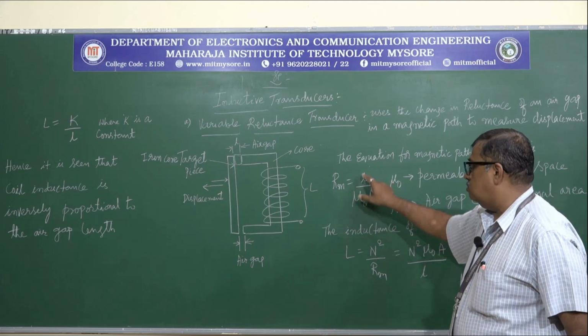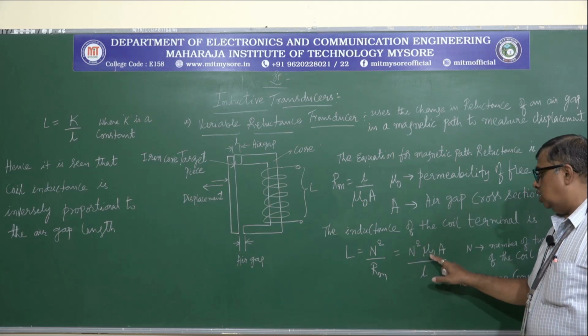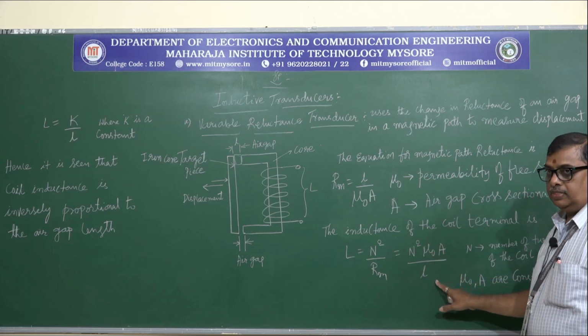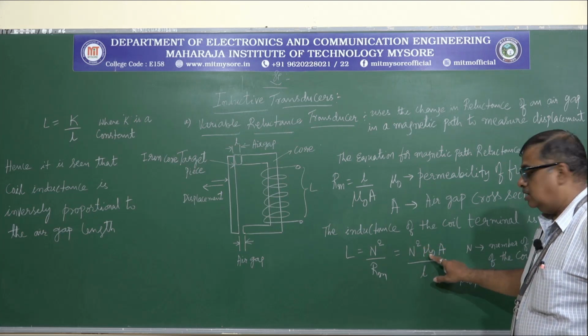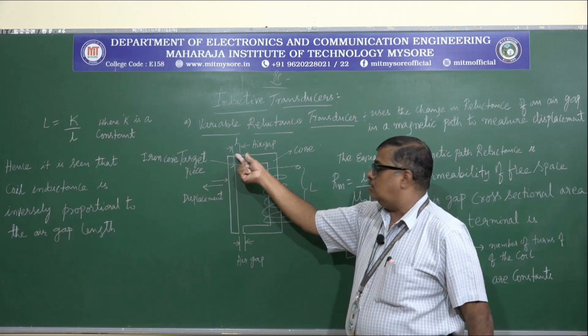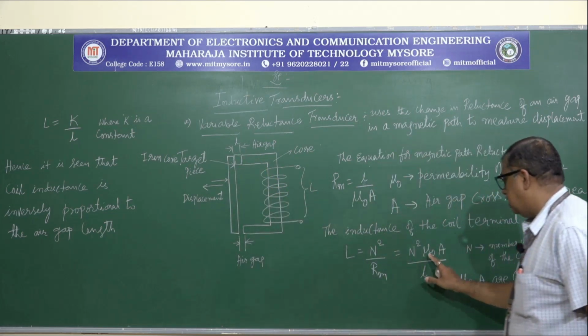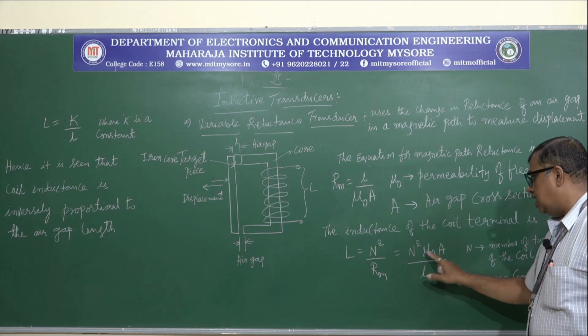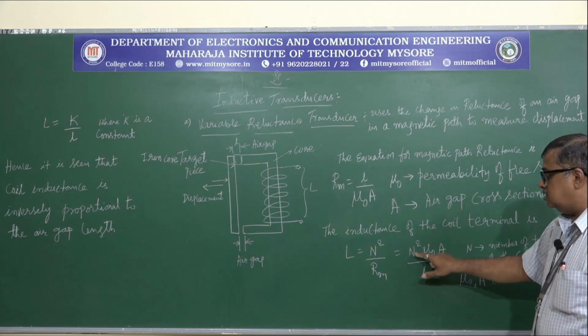I am going to substitute the value for Rm here. So we will get N square into mu naught A by L. As you can see here, mu naught is a constant. For a particular air gap length, the area A is also constant. Therefore, mu naught and A are constants, and the only variable is this L.